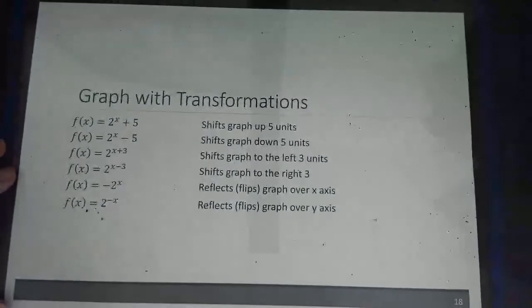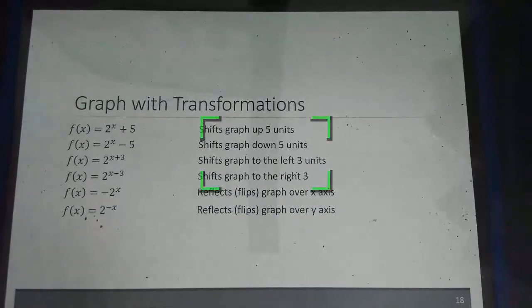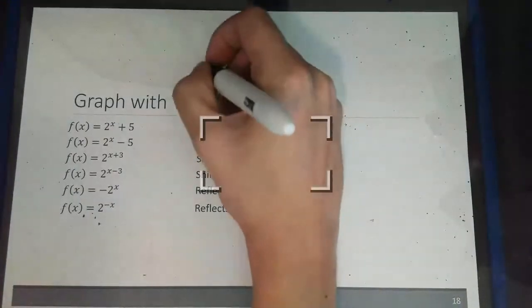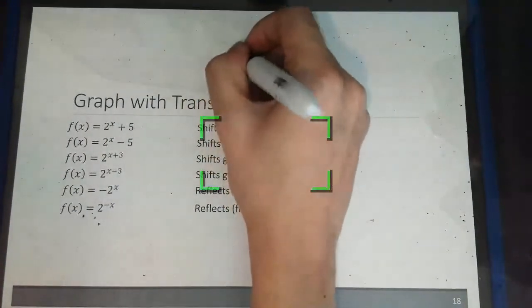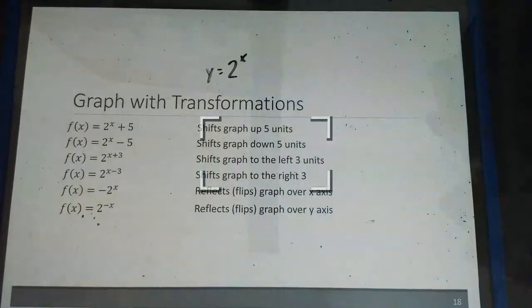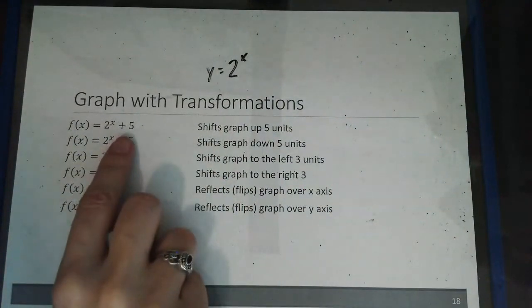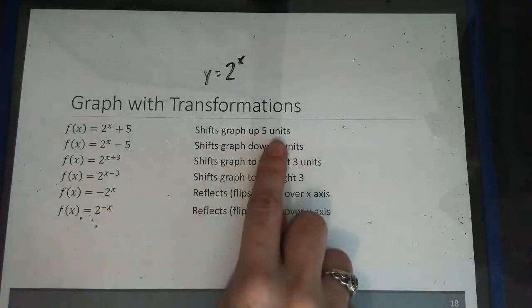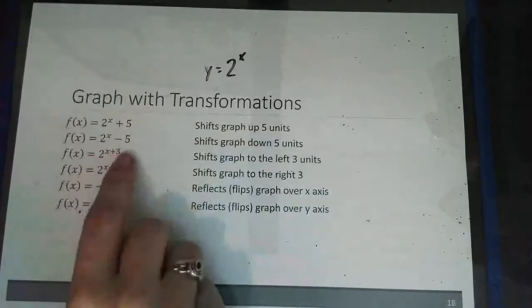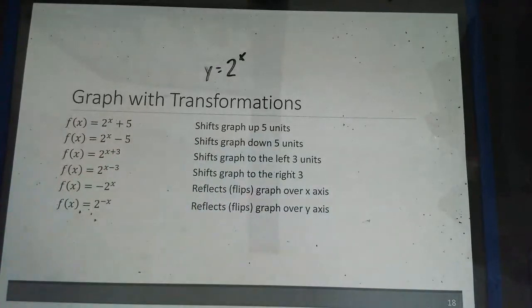You can graph with transformations. We saw this a little bit before, but I just want to show you what it looks like with exponential functions. So we're going to start with the graph y equals 2 to the x. That's going to be kind of our parent function. It's our starting place. If we add 5 at the very end, that's going to shift the graph up 5 units. If we subtract 5 at the end, that's going to move the whole graph down 5 units.